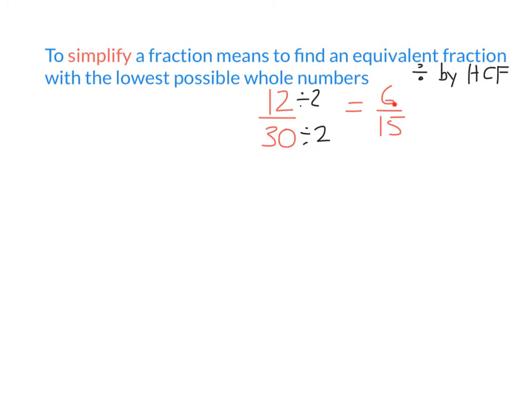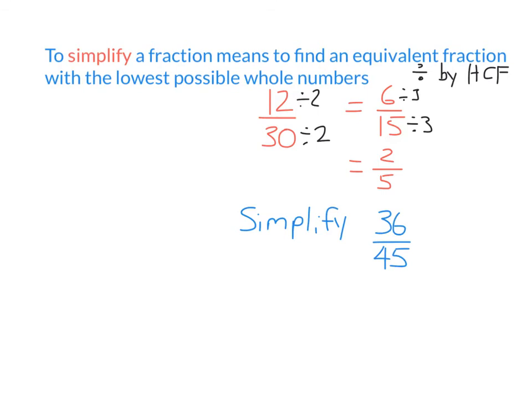So if I want to simplify 6 over 15, the highest number that goes into both is 3. So I need to divide the top by 3 and the bottom by 3. So 6 divided by 3 is 2, 15 divided by 3 is 5. So these two fractions are all equivalent, all equal to 0.4, but this one's said to be simpler because it has lower whole numbers.